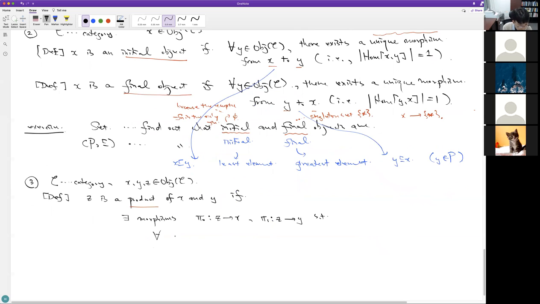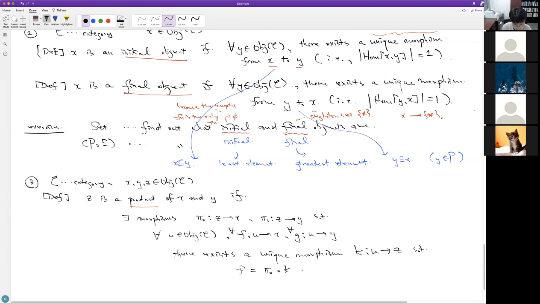For every object U, and morphisms F that goes from U to X, and G goes from U to Y. So this is for all. There exists a unique morphism K that goes from U to Z such that F and G can be defined in terms of K and the projection. So F is the same as pi zero after K, and G is the same as pi one after K.